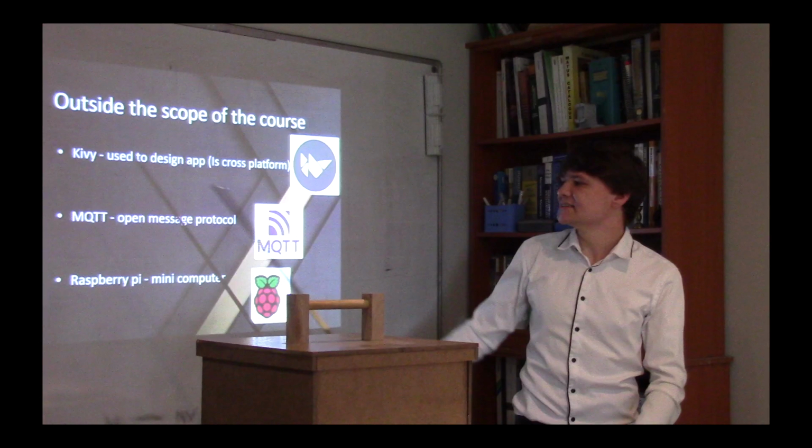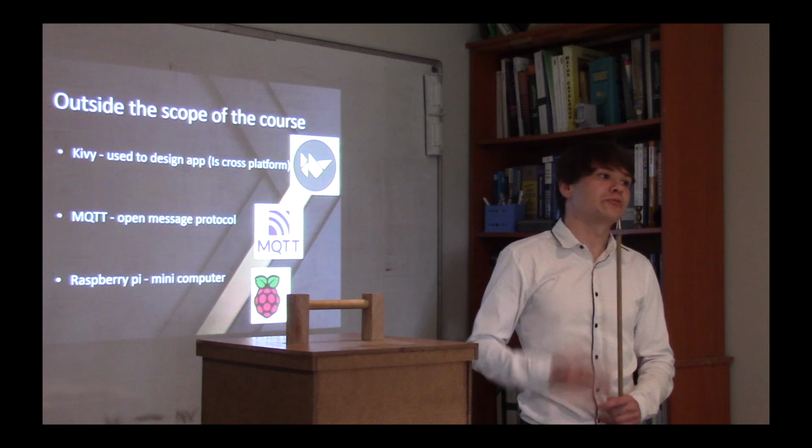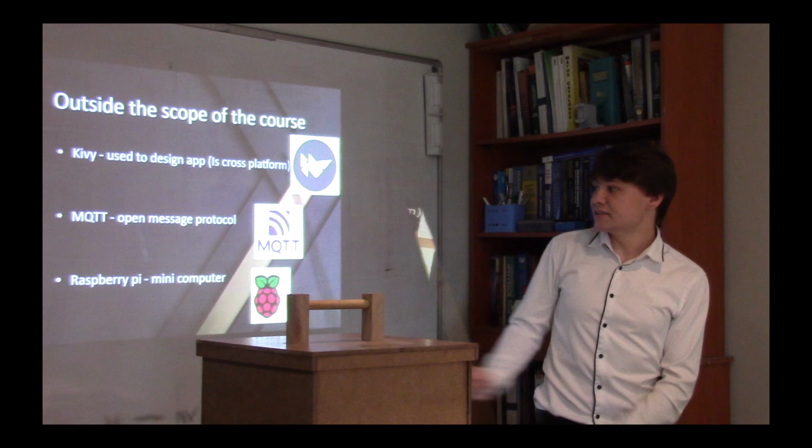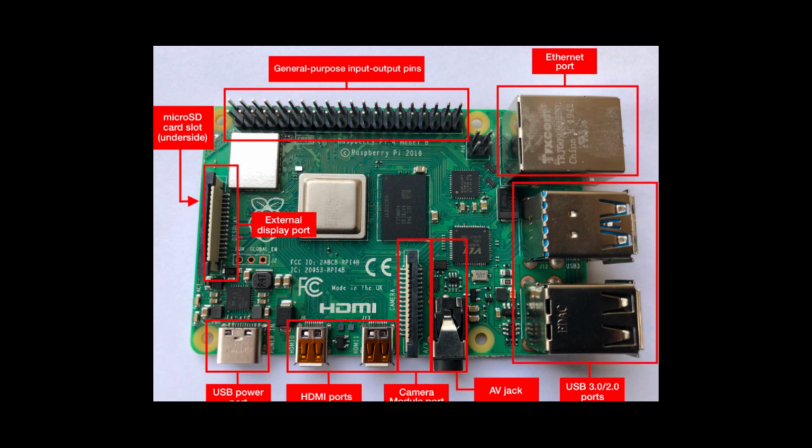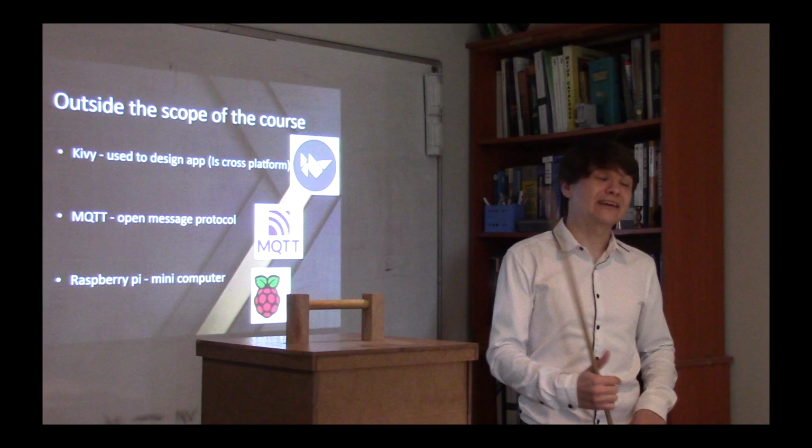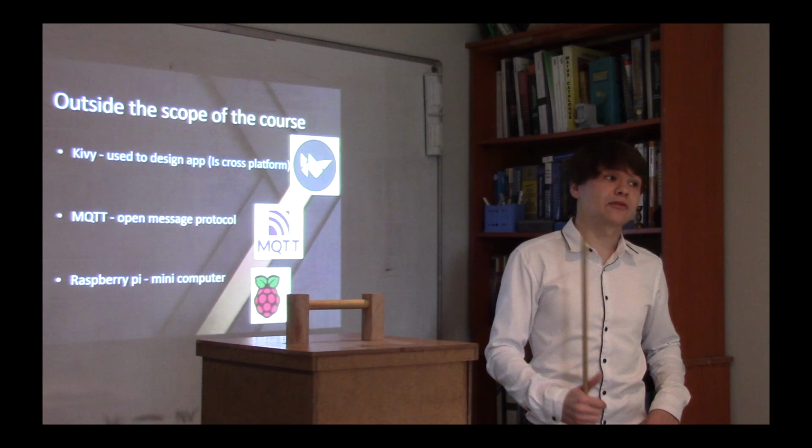And then MQTT, which is a messaging protocol. This is pretty much used as a communication device in low bandwidth areas. So this also plays a very important part of my design project. And then the Raspberry Pi. It's like any mini computer, but a lot slower, though it's stronger than an Arduino Uno.